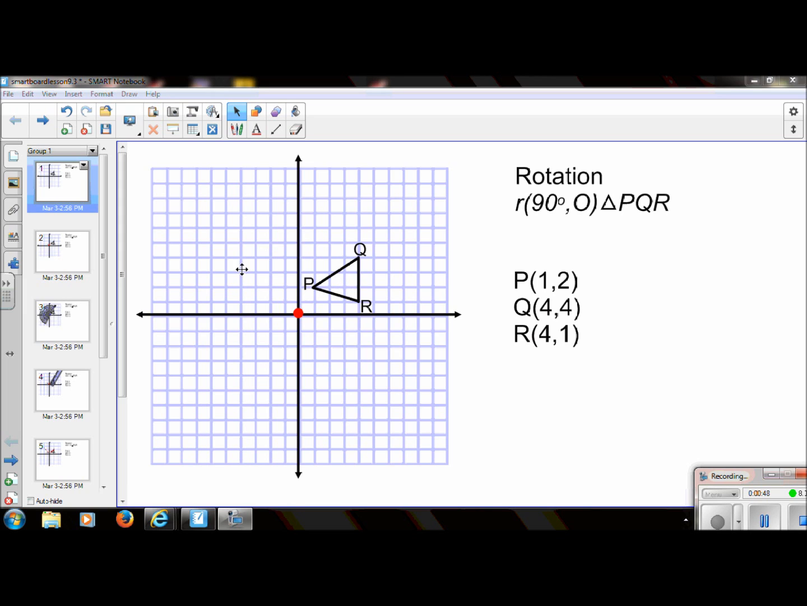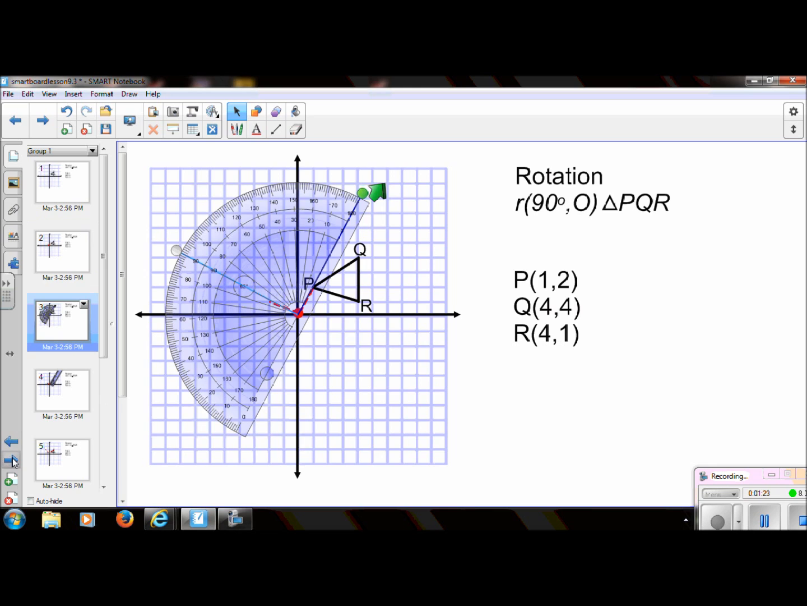And this is very cumbersome because we actually need to take each point. We can't just rotate the entire triangle and just be done with it. We have to take each individual point and do exactly what it says here. So first I'm going to take point P, which is at (1, 2), and what I have to do is measure it to the origin. So I'm going from point P to the origin, and then I need to go the same distance this way that I went this way, and I need to make sure that it's 90 degrees, and that will be my new point.